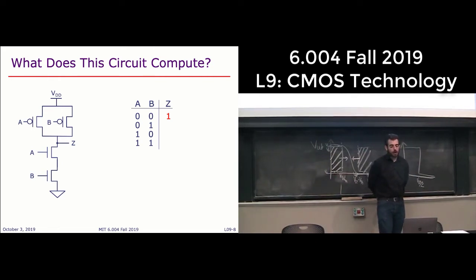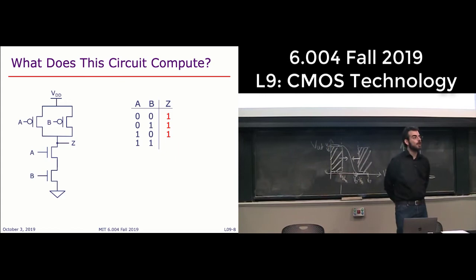How about 0, 1? So if we do 0, 1, this PFET is still on, this PFET, however, is off. And now this NFET is still off, but this NFET is on. But because these are connected in series, this is still not connected to ground. And we do have a path to VDD through A, right? So this is still 1. This circuit is symmetric, so of course 1, 0 is going to be 1.